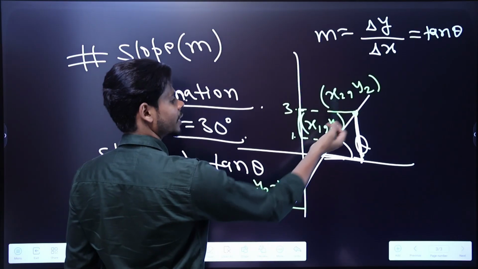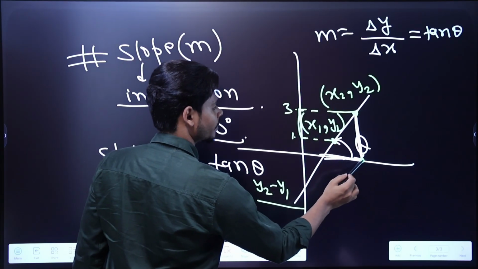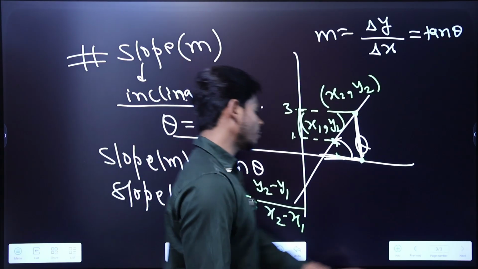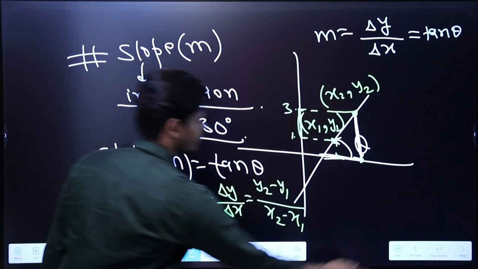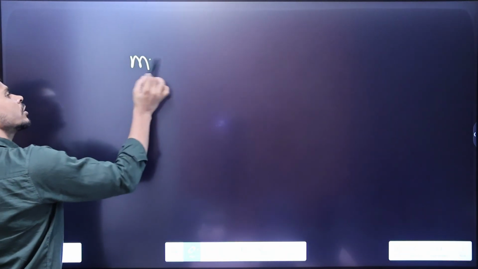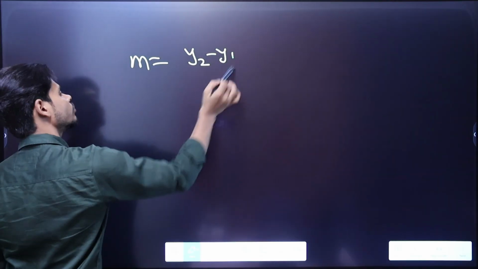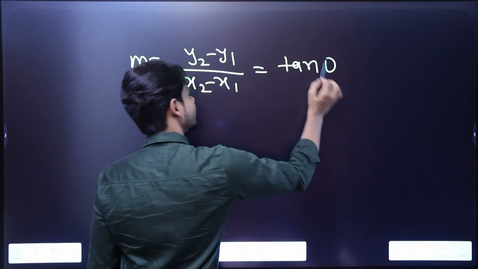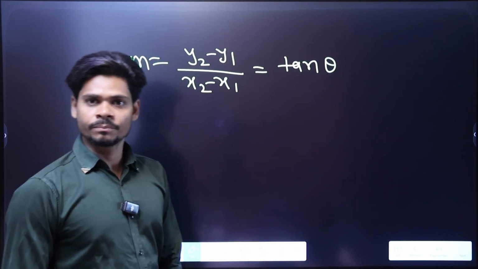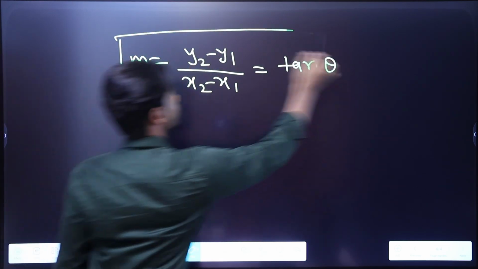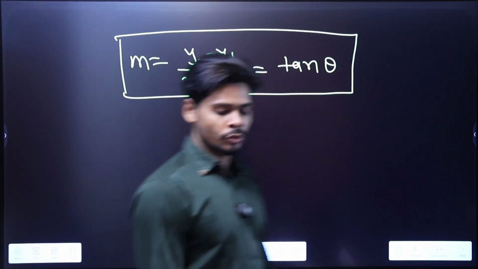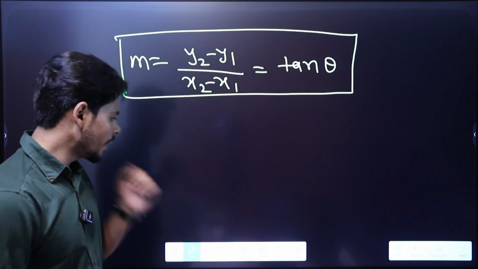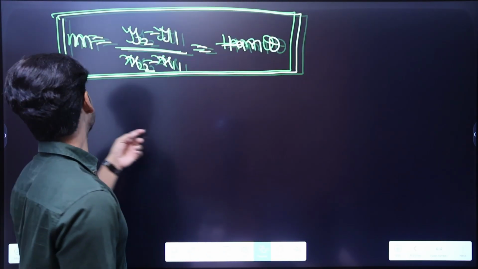Similarly, change in x is what? x2 minus x1. Later it became here, and initially it was over here. So x2 minus x1. Till now I have explained two formulas of slope. M is slope, that is y2 minus y1 divided by x2 minus x1, and the other formula is for when you are given an angle. So this is the formula for the slope, and this is the most important topic till now.